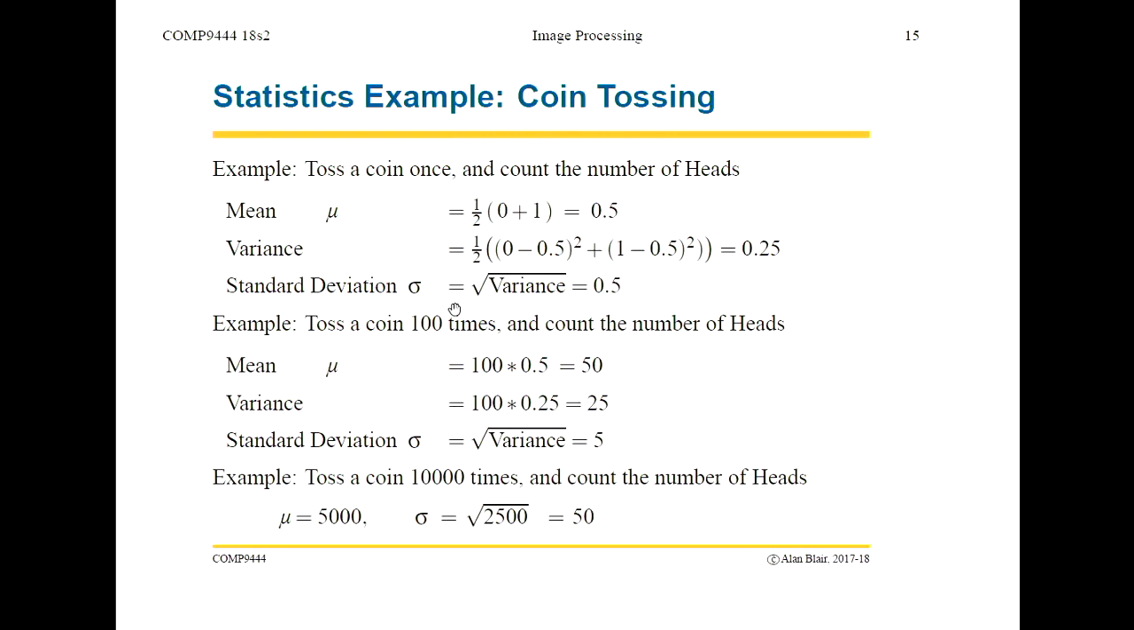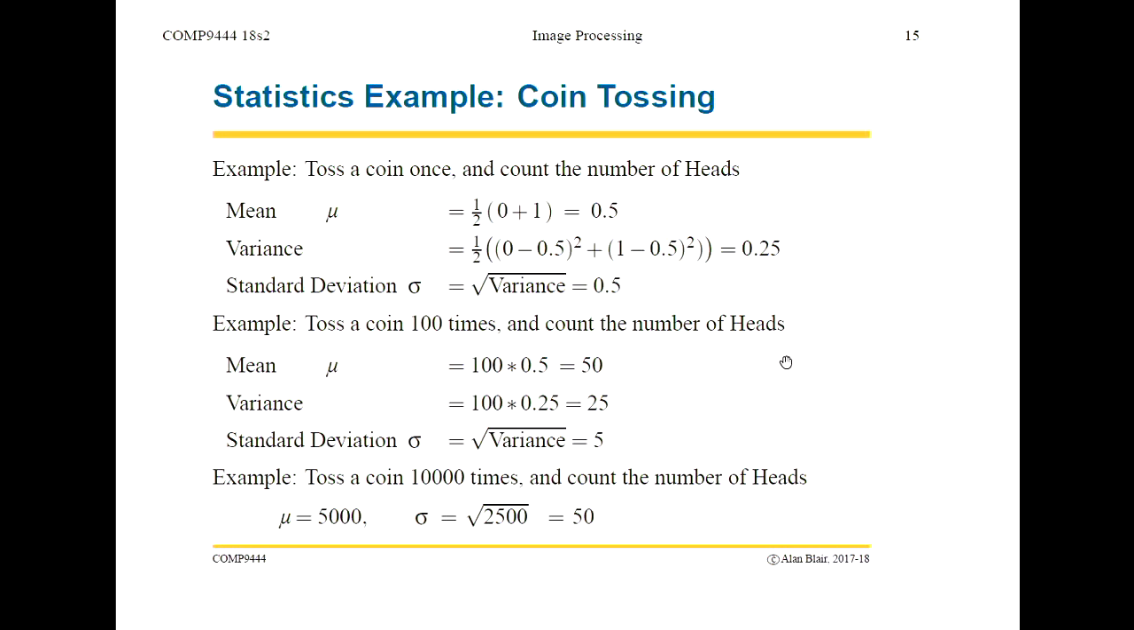For many of you this is just a review, but it's important that we all understand this. If you toss a coin once, the number of heads is either 0 or 1, so the mean is 0.5. The actual outcome is either 0 or 1, so the difference between the actual outcome and the mean is 0.5. That's called the standard deviation. If we square that, we get 0.25, which is called the variance.